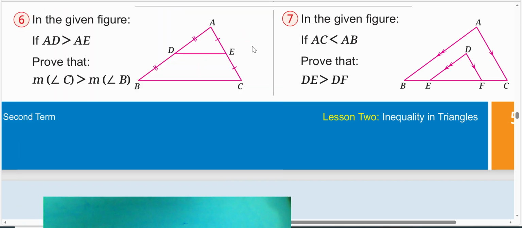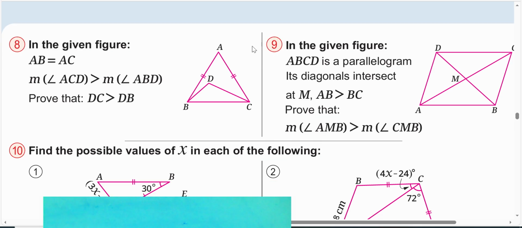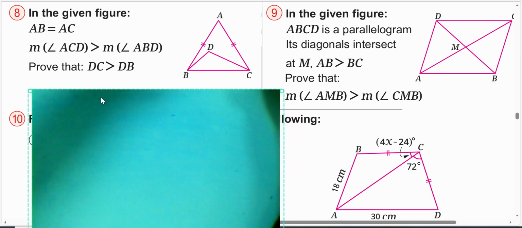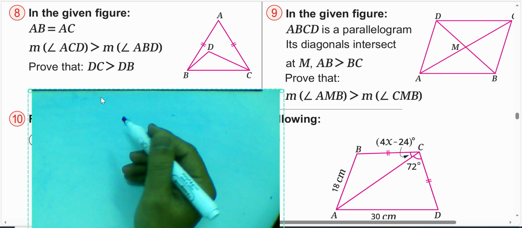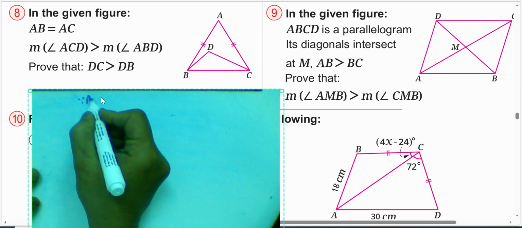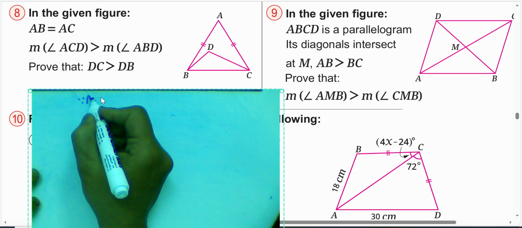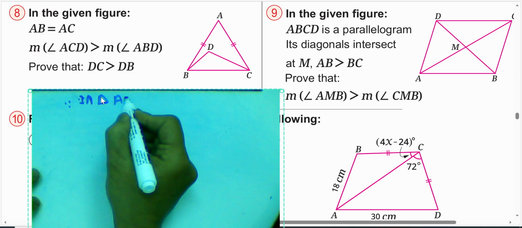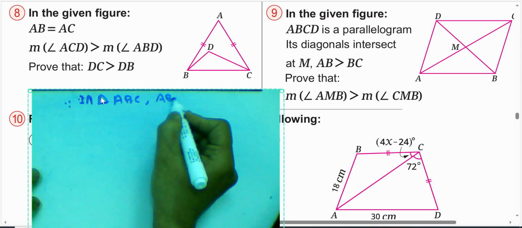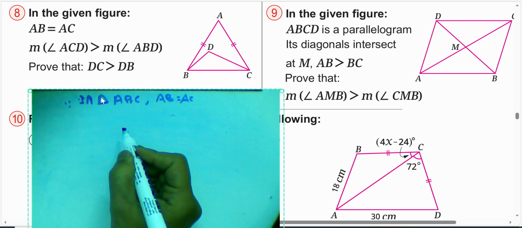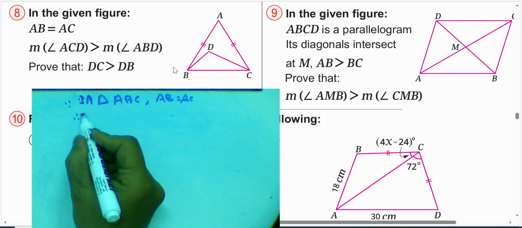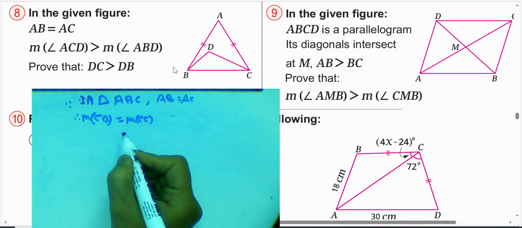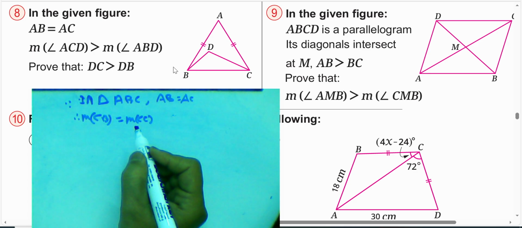Next question. Question number 8. In the given figure, he gives me an isosceles triangle, AB equal AC, such that in triangle ABC, we have AB equal AC. Then measure of angle B will be equal to measure of angle C. They are equivalent. We have an isosceles triangle here.